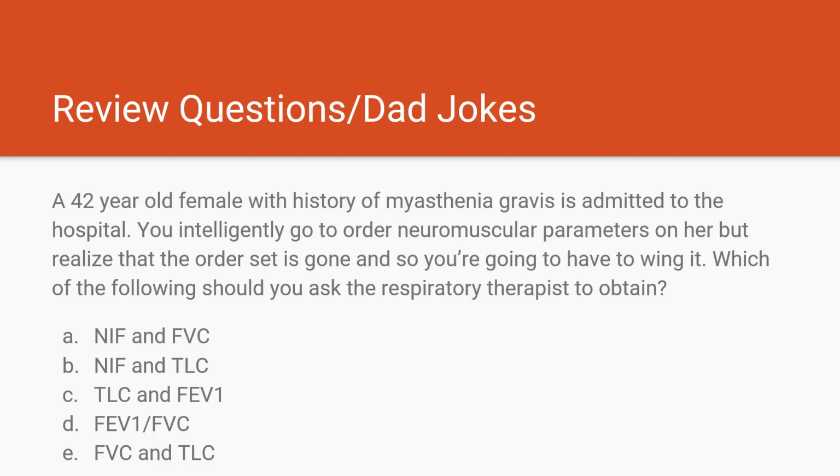Okay, for the next question, the same patient is admitted to the hospital. You intelligently go to order neuromuscular parameters on her, but you realize that the order set is gone and you're going to have to wing it. Which of the following should you ask the respiratory therapist to obtain? A, NIF and FVC, B, NIF and TLC, C, TLC and FVC, D, an FEV1 to FVC ratio, or E, an FVC and TLC.